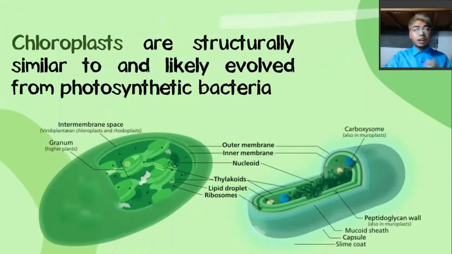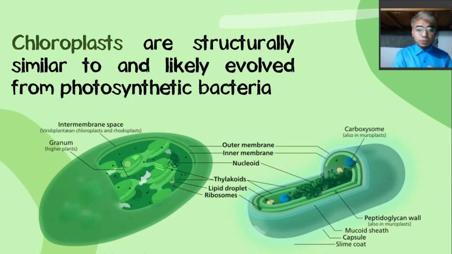Now, chloroplasts are structurally similar and likely evolved from photosynthetic bacteria. If you can still recall our discussion of the endosymbiotic theory during the first quarter, remember that it is theorized that the chloroplast and even the mitochondrion are separate entities that were engulfed and incorporated inside eukaryotic cells.